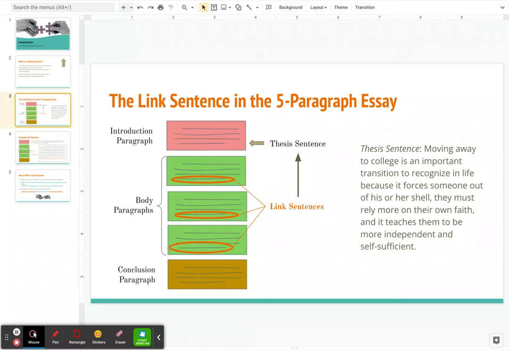Now, for this video, I'm going to give us a sample thesis sentence from a 5 paragraph essay that a student wrote. In this paper, the student's thesis was: moving away to college is an important transition to recognize in life because it forces someone out of his or her shell, they must rely more on their own faith, and it teaches them to be more independent and self sufficient. So, in her body paragraphs, she's going to address these 3 parts that she listed in her thesis, and her linking sentences are going to point back up to this thesis.